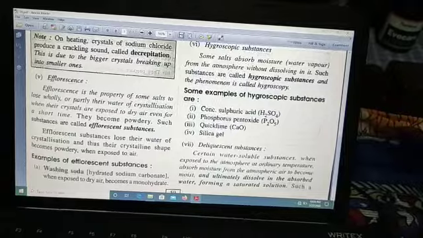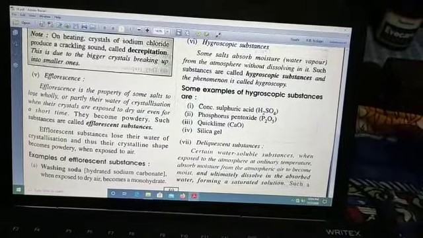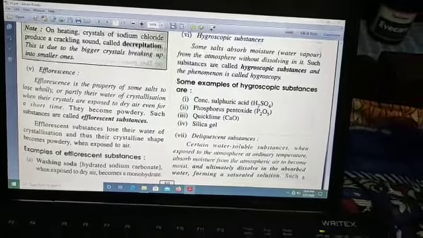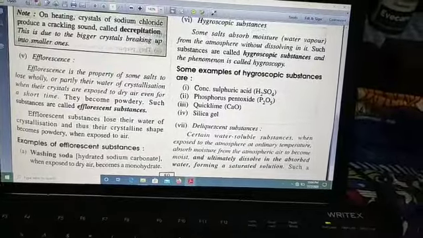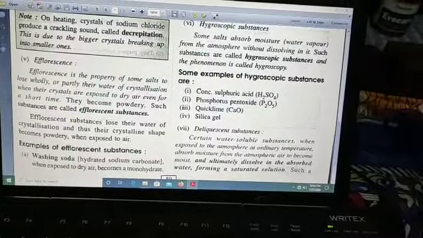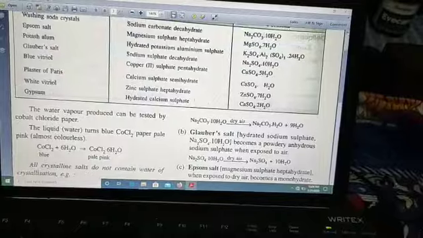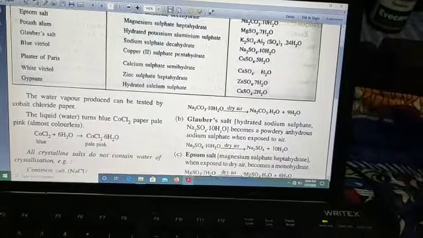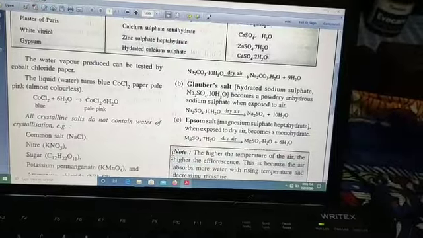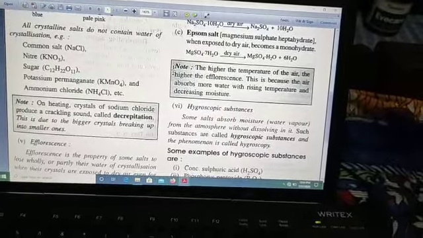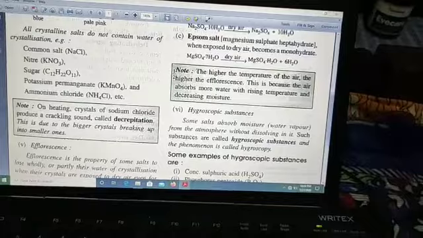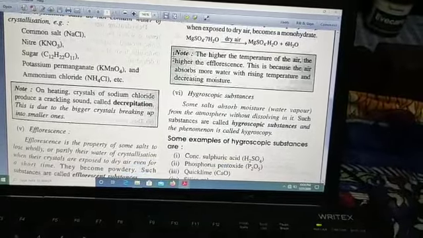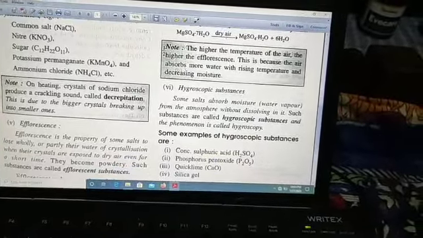Examples of such compounds are washing soda, that is hydrated sodium carbonate, and another example is Epsom salt, MgSO4·7H2O. These are the examples of efflorescence.